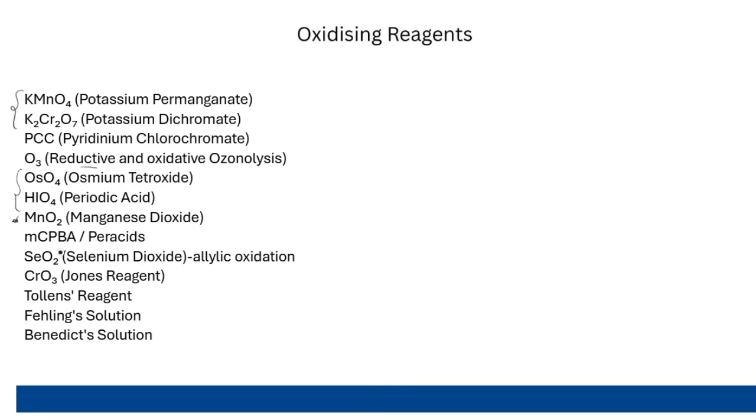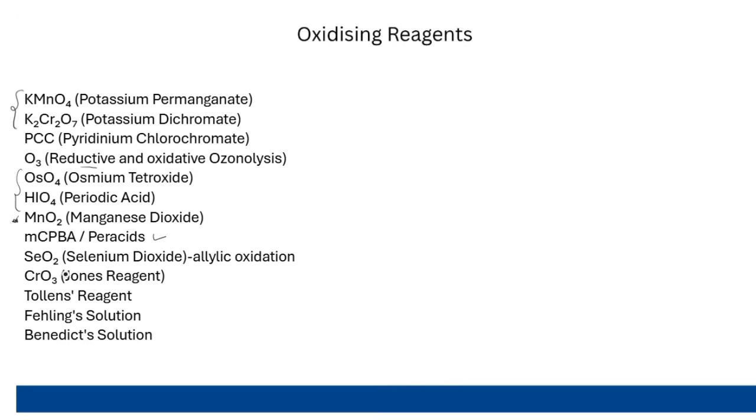Then we have MCPBA, that is nothing but metachloroperbenzoic acid. Metachloroperbenzoic acid can be used to convert the ketones to esters. Esters upon hydrolysis will give the carboxylic acid. So what is the final reaction? We are converting ketones to carboxylic acid. Therefore, this is also considered as an oxidizing reagent.